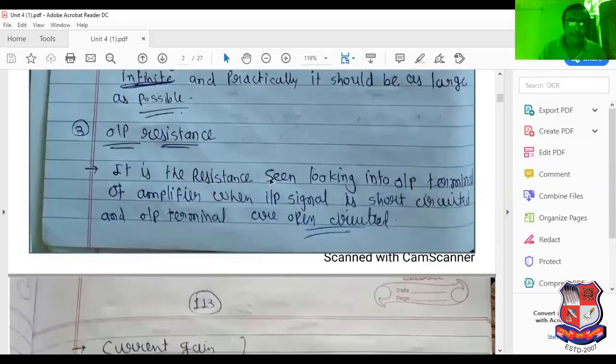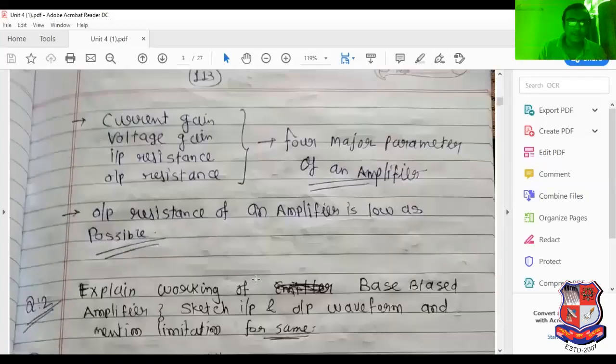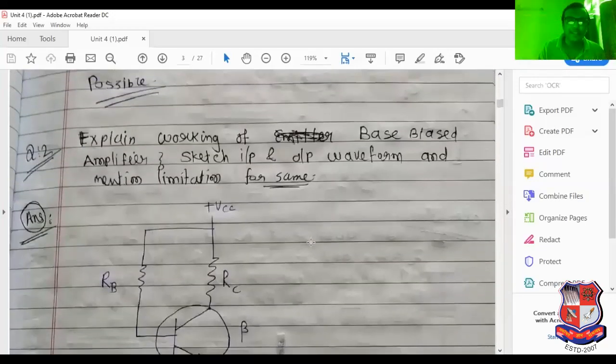Now, next point. I have switched over to the next point. Explain the working of the base bias amplifier. Sketch the input and output waveform for the same. This is the question.